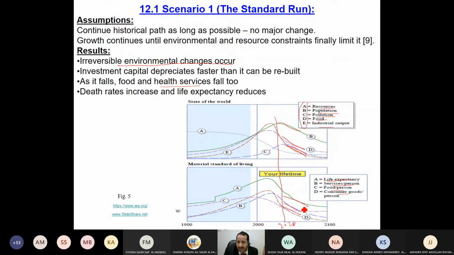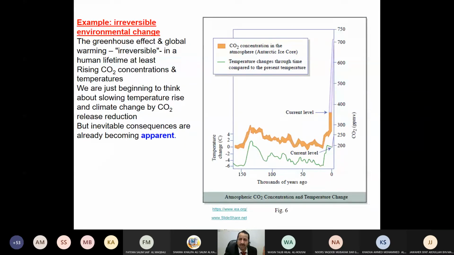they are going down. This means that resources start to deplete, population is reduced, pollution maybe only increases, and food and industrial output go down, because we continue in the same standard run without changing, without taking any action to reduce our activities' impact on the environment, on the world. Now you may say, okay, give me an example about this. Let me first try to prove to you that our activities affect the environment.